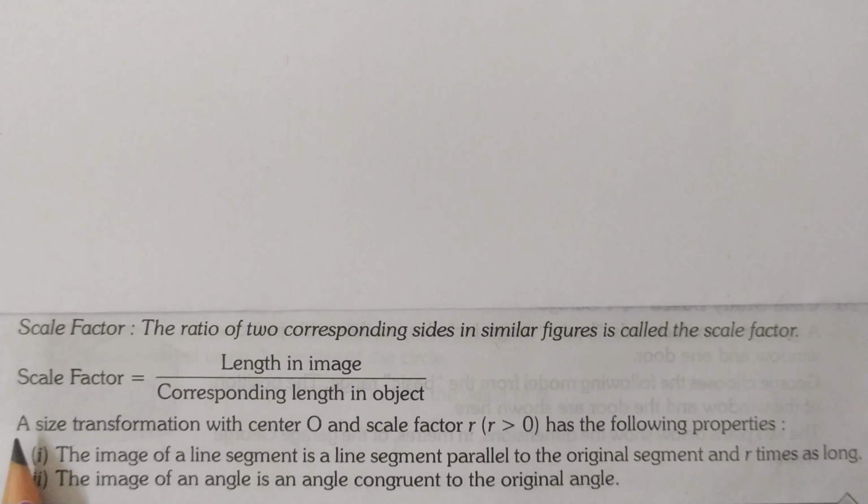Next: a size transformation with center O and scale factor r has the following properties. Let's see the properties. Number 1: the image of a line segment is a line segment parallel to the original line segment and r times as long. It means when two line segments are similar, they are also parallel, and one line segment is r times the other.